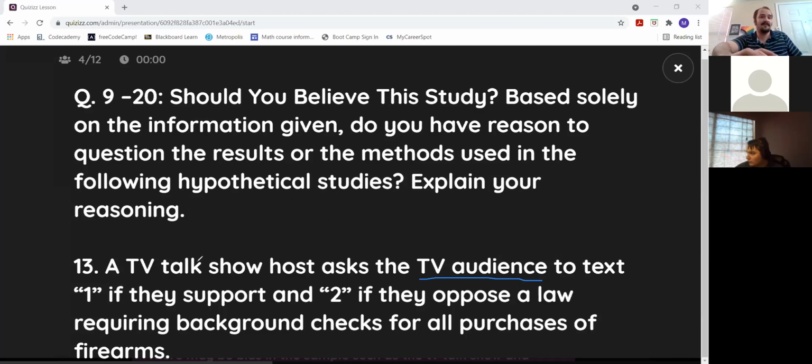What TV talk show is this? They're not saying what talk show it is. So it could be a political talk show, and then you're going to limit your audience in that way as well.